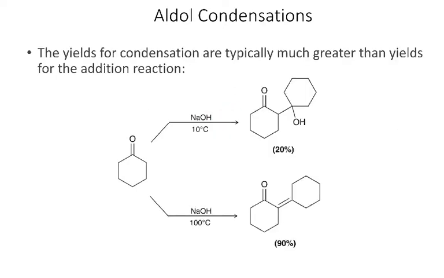Okay, and this is really just a follow-up on the last slide. The aldol condensation product is obtained at high temperatures. So if I want to try to get just the aldol addition product, I would do it at low temperatures, and because this is a ketone, the yields are going to be relatively low. But if I want the aldol condensation product, I can run the reaction at high temperatures, and in that case, the percent yields are relatively good.